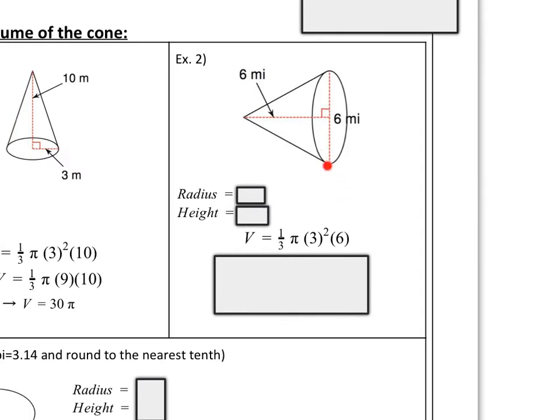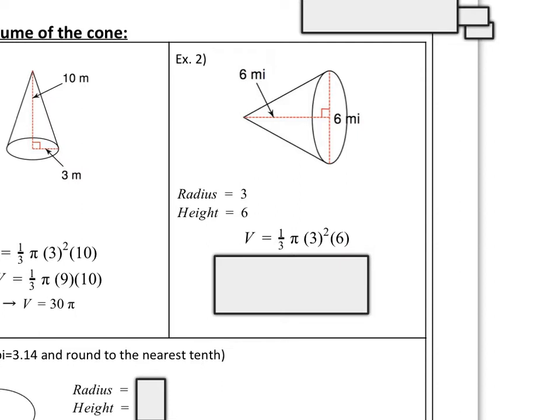In this example, it looks like we have a diameter of 6, which means for our radius, we're going to have to take only half of that, which would be a radius of 3. And our height, even though it's tipped over, is from the base to the point, which is 6. So we have a radius of 3, a height of 6. Putting that into our volume formula, we have 1/3 pi. Instead of r, we have 3 squared. And instead of h, we have 6 for our height.